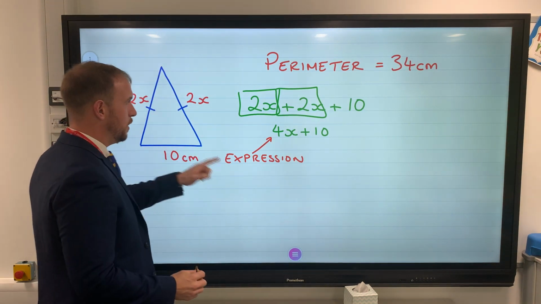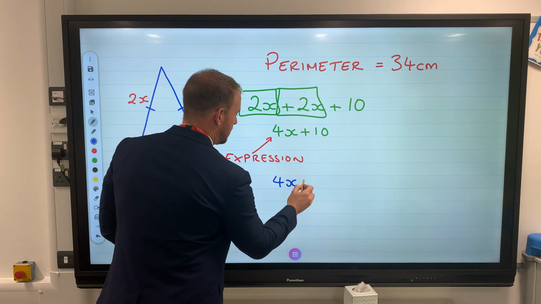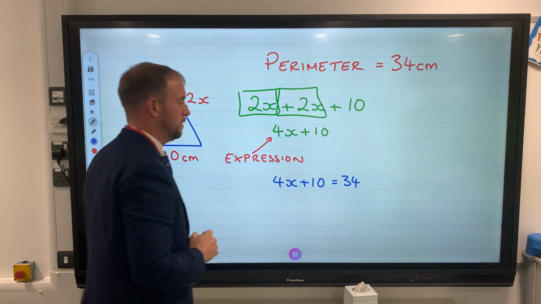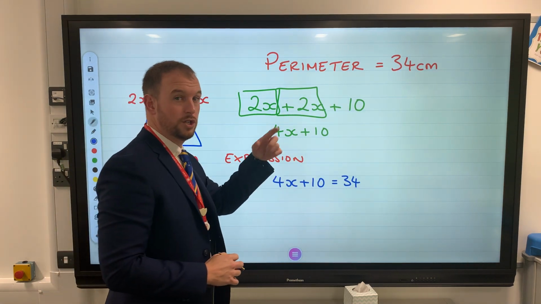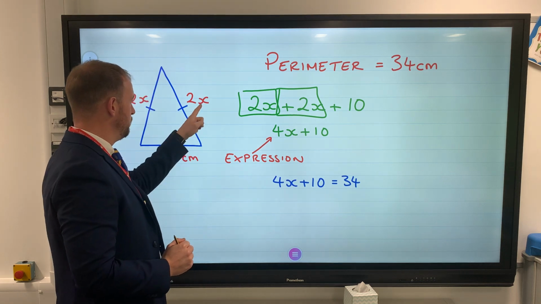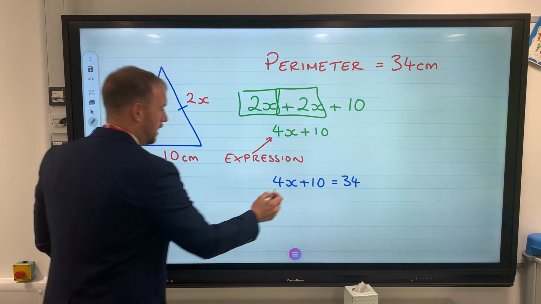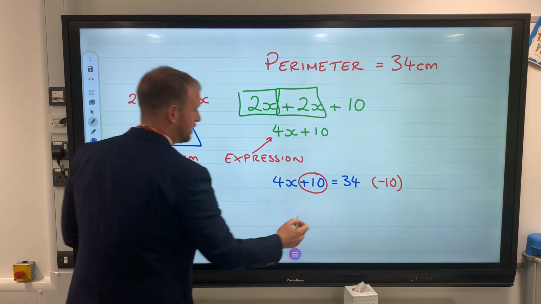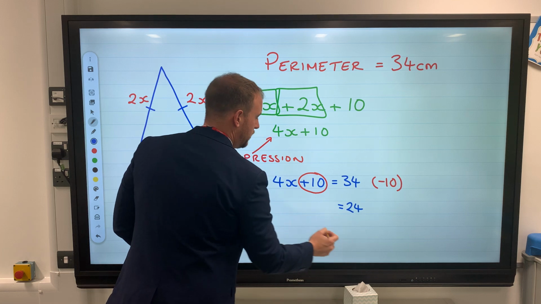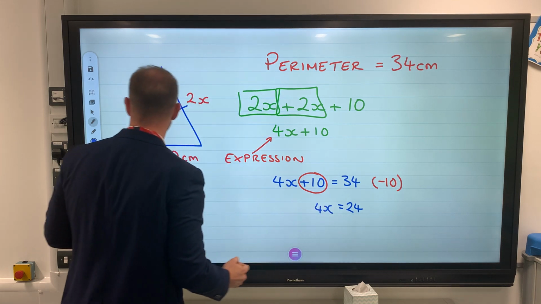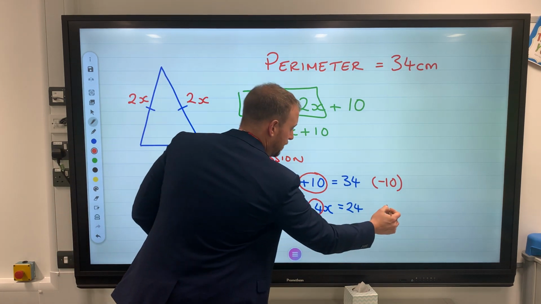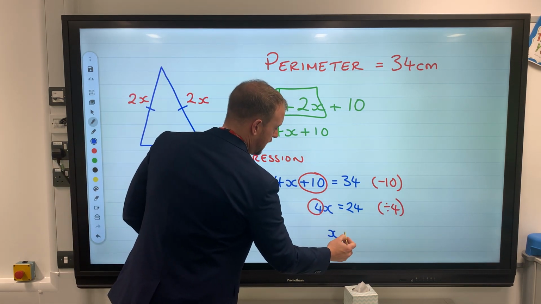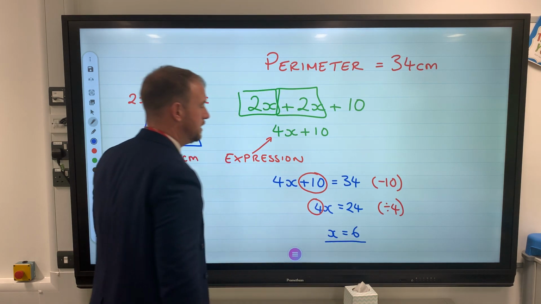So to make this an equation, we have 4x plus 10 equals 34. Now we could solve the equation to find the value of x. Use the inverse operation to solve. So we subtract 10 to make 24. So 4x equals 24. Eliminate the 4 by dividing by 4, which means that x equals 6.